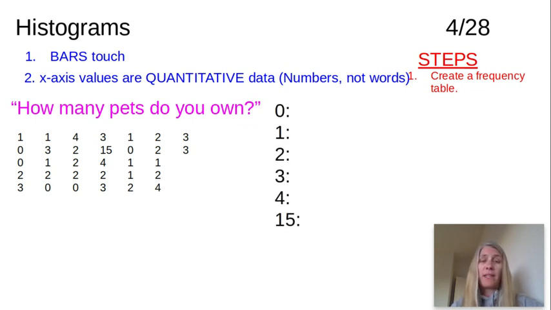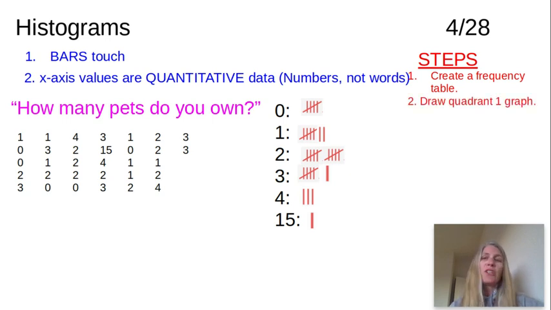So if I count the number of answers that were 0, there were 5 zeros. There were 7 ones. 10 people said they owned 2 pets. 6 people said they owned 3 pets. 3 people said they owned 4 pets. And once again, we have that one person who lived on a farm, and that one person said they owned 15 pets.